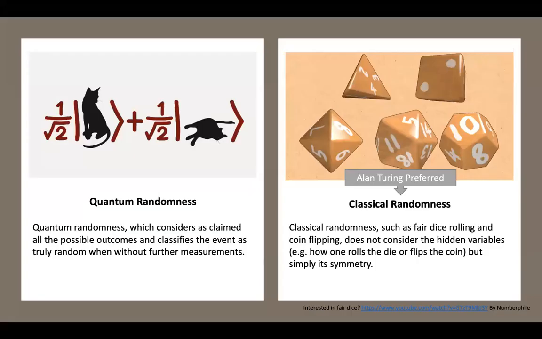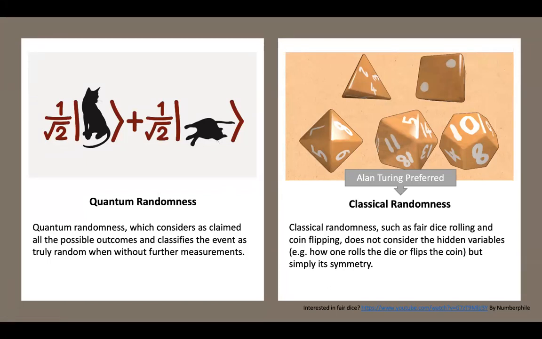And there are two major kinds of randomness. The first kind is quantum randomness, and the second kind is classical randomness. So quantum physicists would prefer quantum randomness because they believe that it is true randomness. But mathematicians, especially discrete mathematicians, will use classical randomness because we're ignoring a lot of hidden variables.